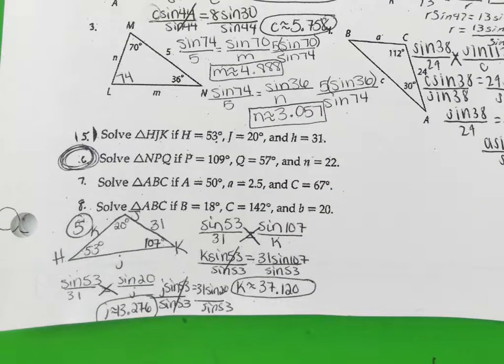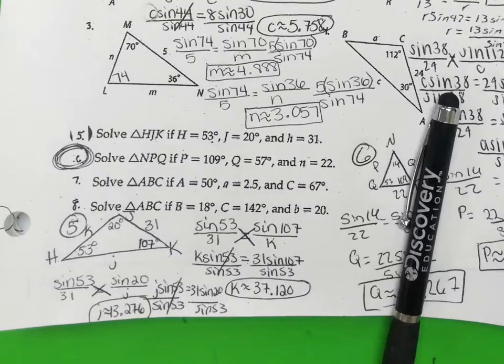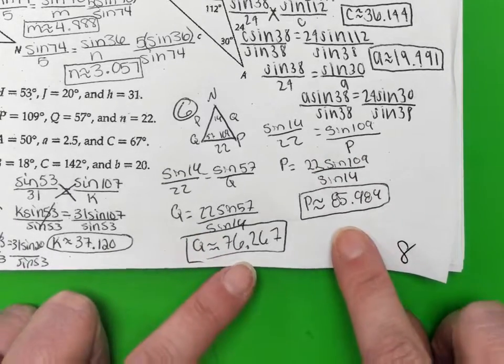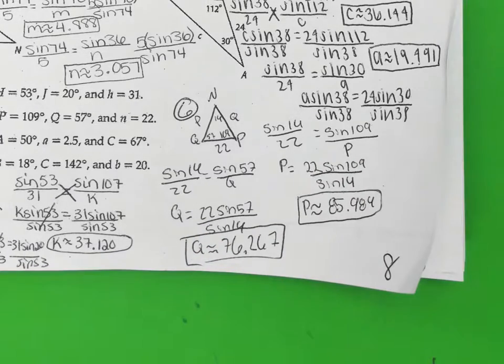We got about 8 minutes left. Your answers. Emily, put them up here. Number 6 for us. 85.984 and 76.267. Y'all okay with that? Very nice. Okay, we'll do 7 and 8 tomorrow. Or do y'all feel like we even need to do 7 and 8? Do y'all feel okay? Yeah, okay.